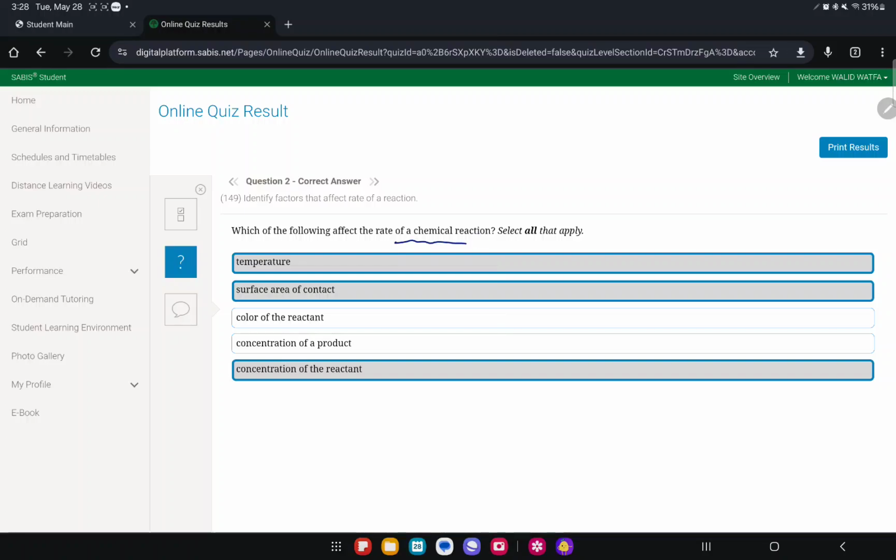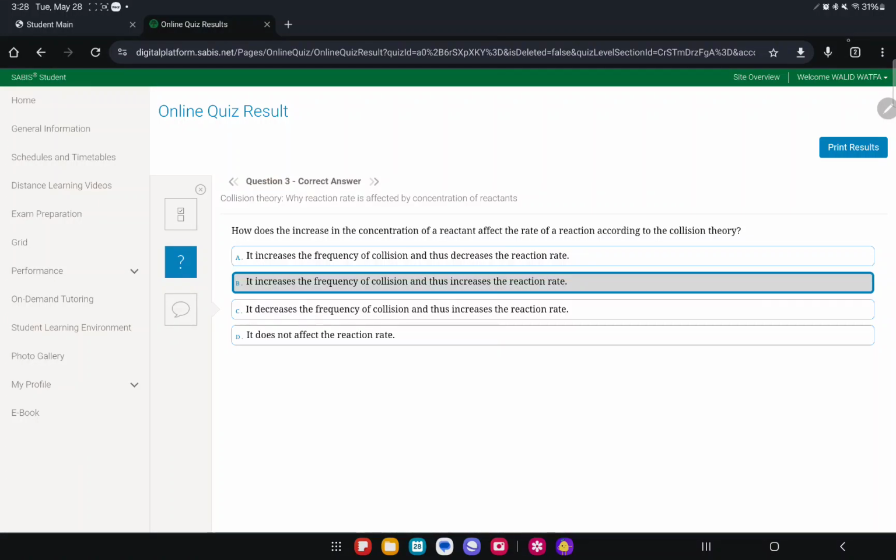Question 2. Again, which of the following affect the rate of the chemical reaction? Temperature, surface area, concentration. Obviously the color doesn't. Here they said concentration, but they said concentration of the product. That's wrong. It has to be concentration of the reactants.